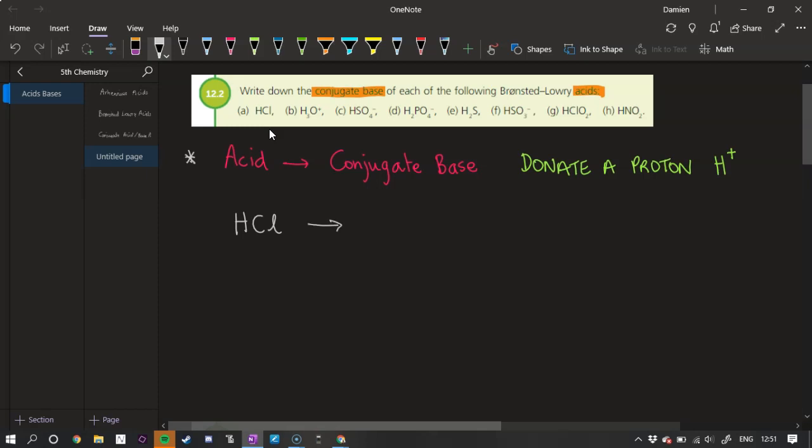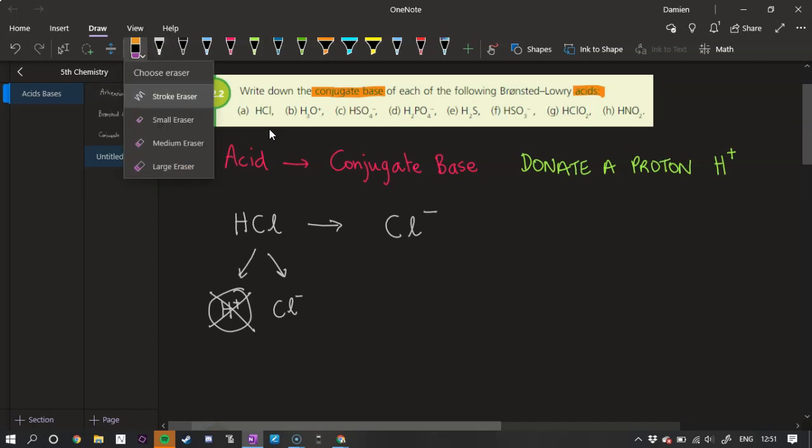But when you donate a proton, remember that HCl is made up of two things. It is made up of H+ and Cl-. They're the two constituents that we've got there. So if you're donating a proton, you're left with Cl-. And this is where the confusion often occurs, because often students will see HCl, donate the proton, and literally just rub out the H and they're left with Cl, where it's not, it's Cl-. So that's just something to bear in mind.